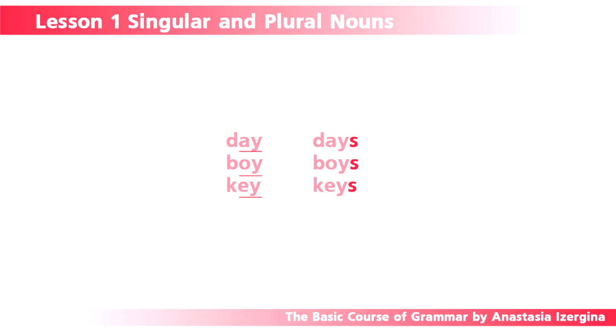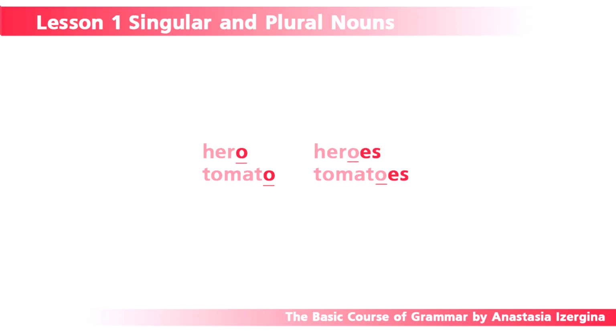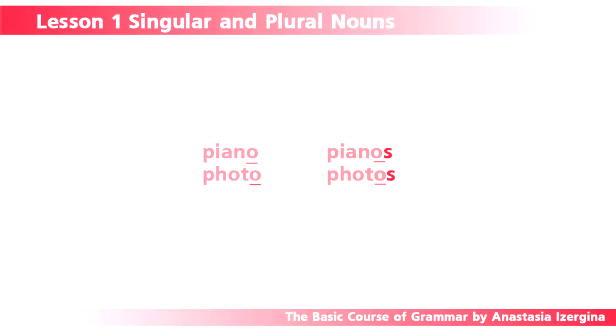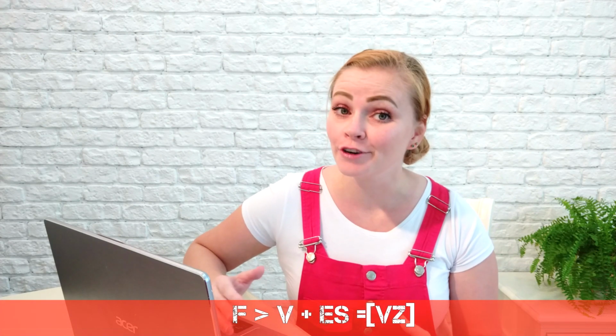Key, keys. If o is the last letter of singular noun, the ending of plural noun should be es, pronounced as z. Hero, heroes. Tomato, tomatoes. This rule is not applicable for such nouns as piano and photo, where we use the standard rule to make them plural. Pianos, photos.